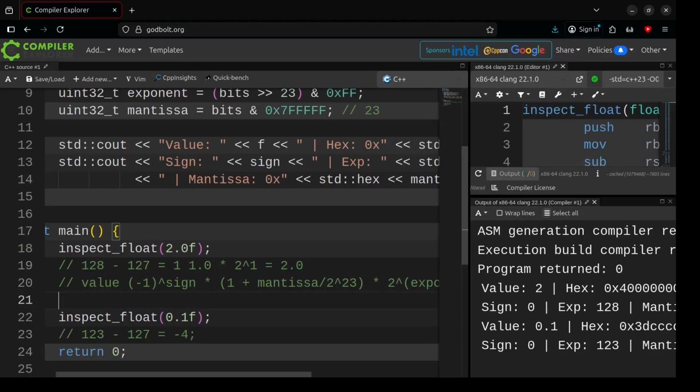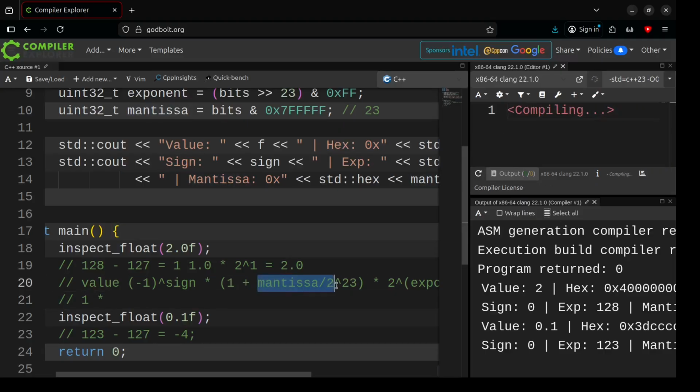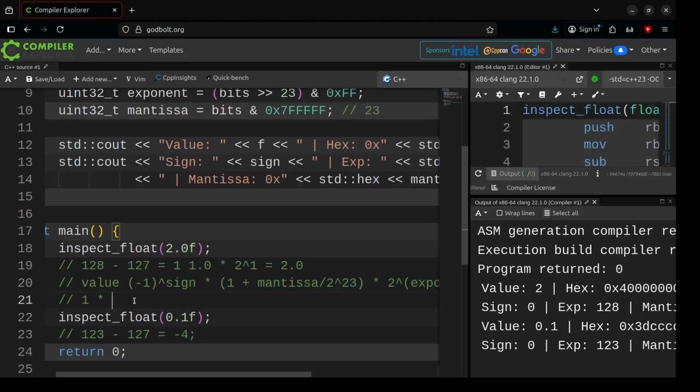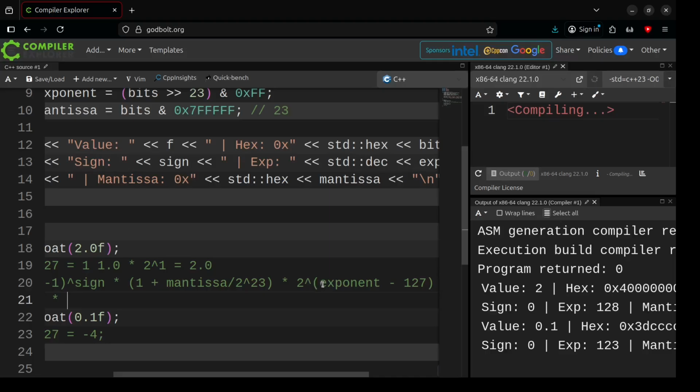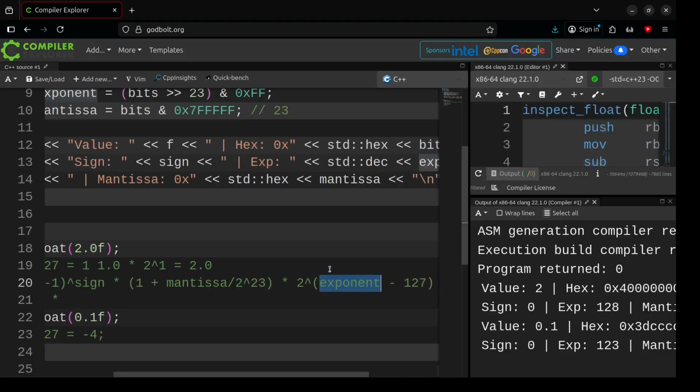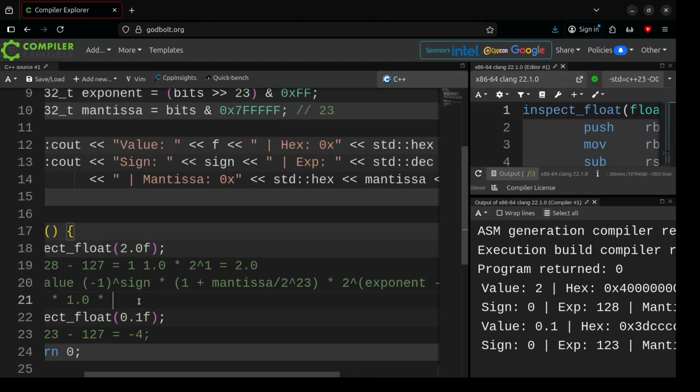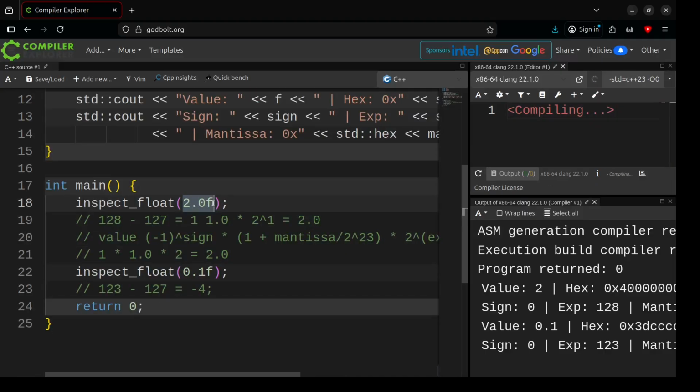And so if we apply this to our example 2.0 here, we get -1 to the power of the sign. This is 0, that's 1, multiplied by 1 plus our Mantissa, which is 0, divided by 2 to the power 23 plus 1. This will be 1.0, and we multiply by 2 to the power of the exponent, which is 128 minus 127, that's 1, so 2 to the power of 1, which is 2, and we get 2.0. That's how we get this number.